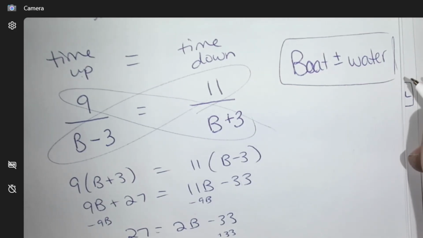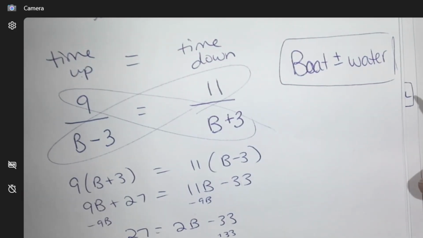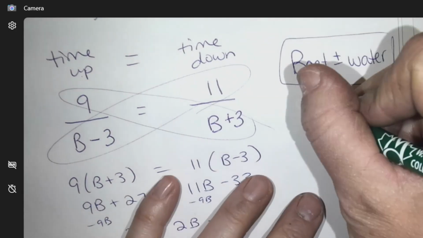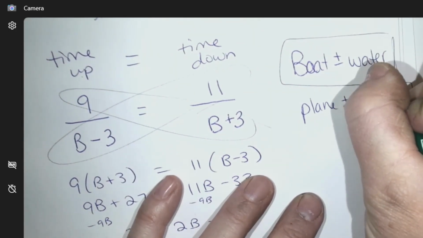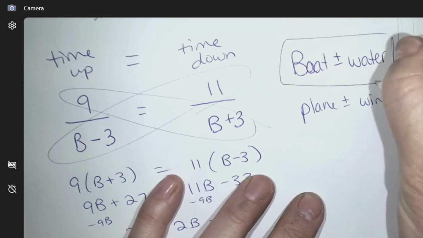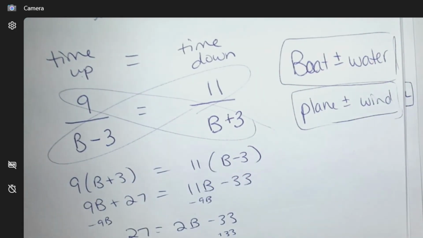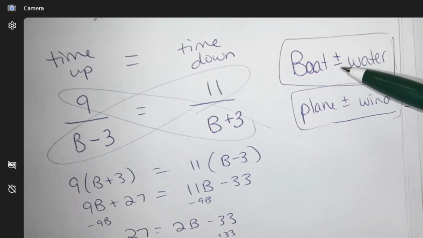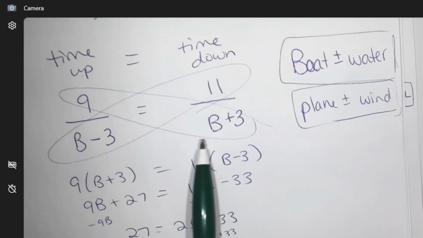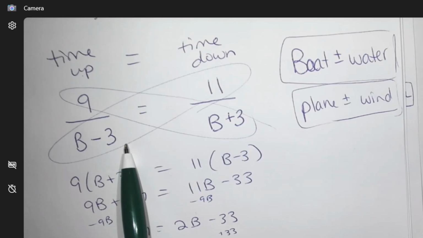I also might do what? An airplane plus or minus the wind. Same thing, right? Okay, do not mix that up because if you do the water speed subtract the boat speed, that's weird because then it's negative, right? Probably.